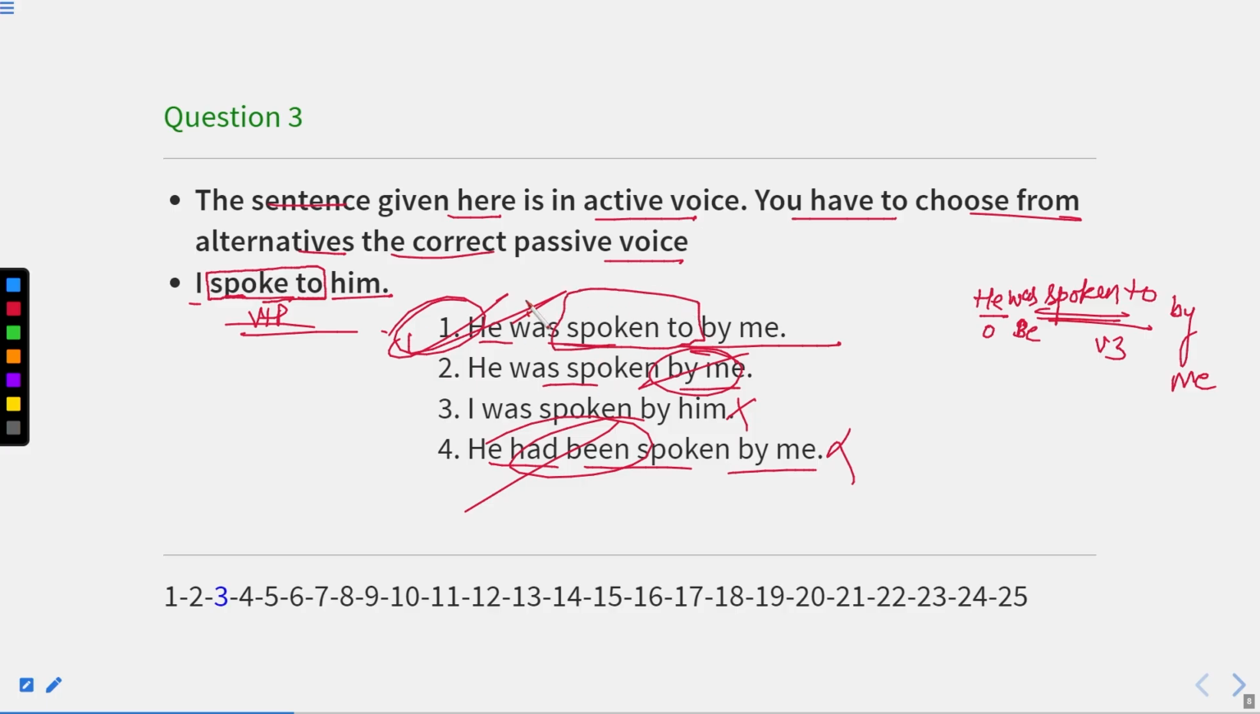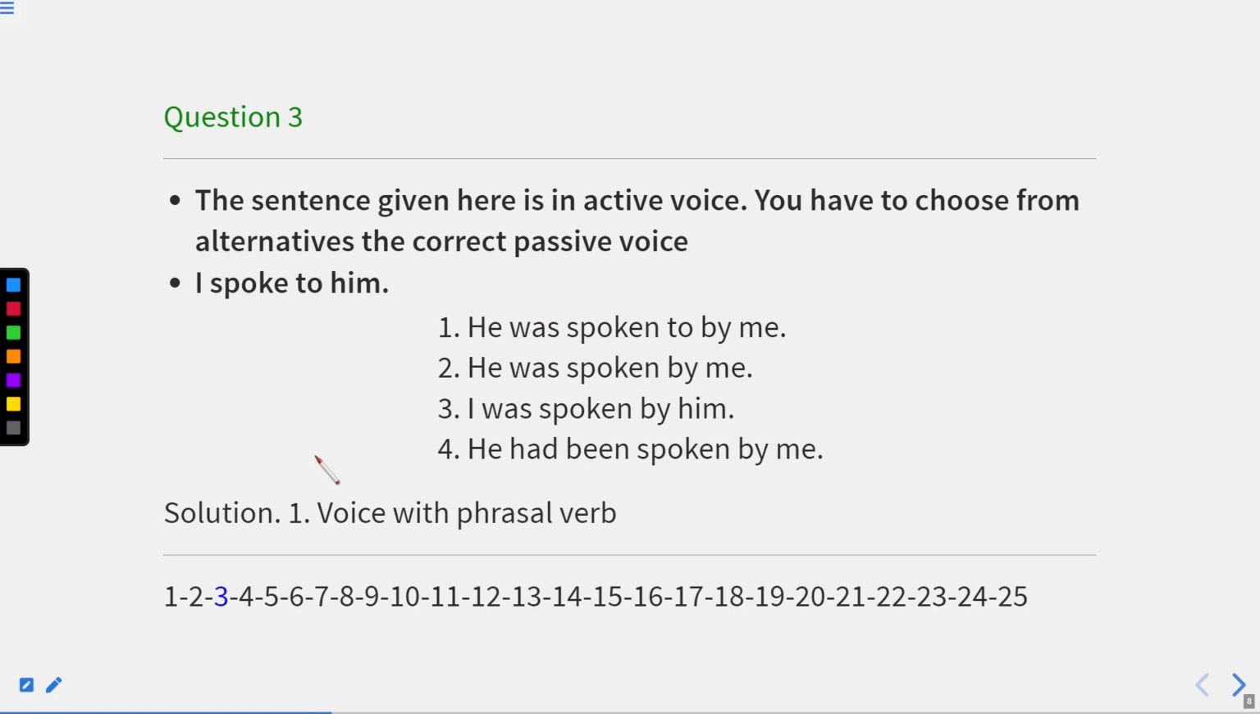Therefore this first is the correct answer. Okay, so our correct answer will be voice with phrasal verb. So the solution will be 1. Okay, as I told you, the spoken to should be covered. A phrasal verb should remain a phrasal verb or the prepositional phrase. Okay, now let us move to the next one.